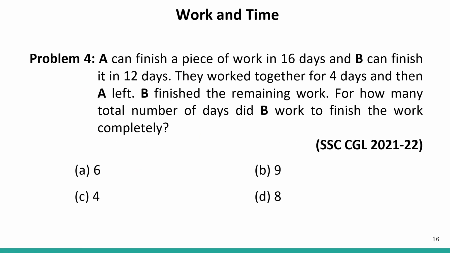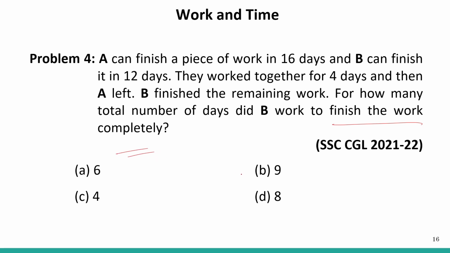So let's see problem number 4. If A can finish a piece of work in 16 days and B can finish the same in 12 days, they work together for 4 days and then A left. So B finished the remaining work. So how many total number of days did B work to finish the work completely?